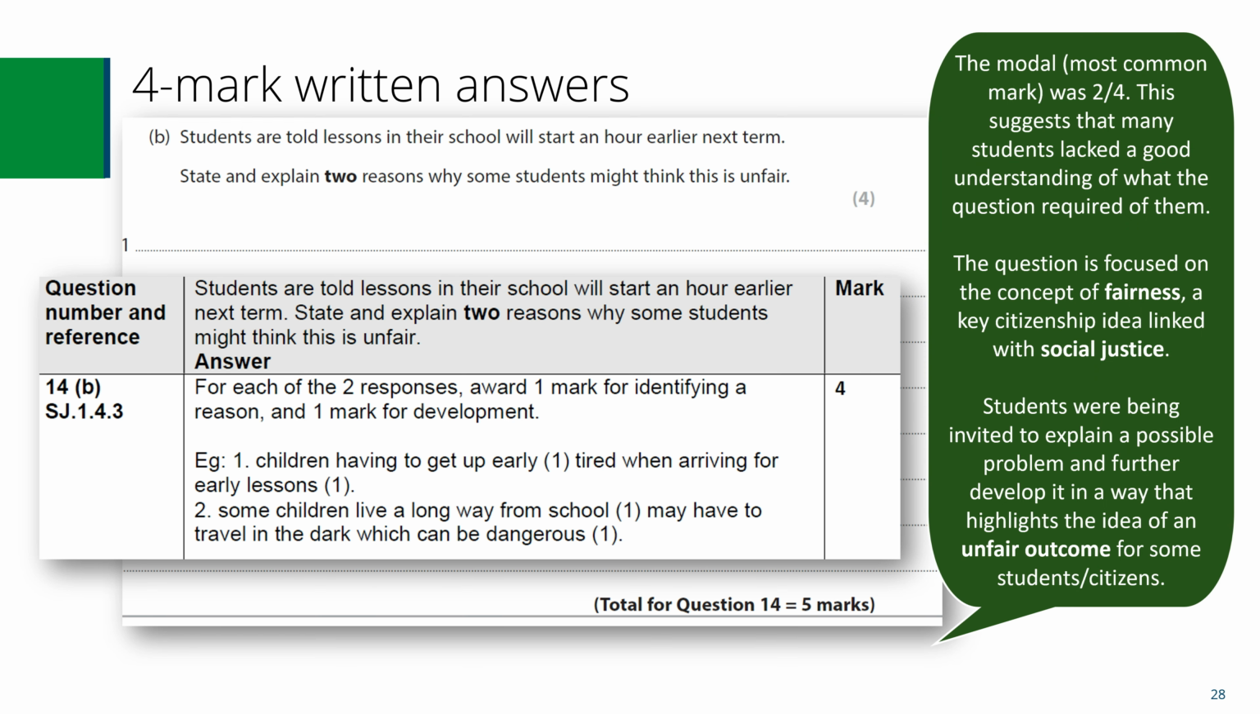The most common modal mark was 2 out of 4. This does tell us that students perhaps lacked an understanding of just how much they needed to say in order to gain the full marks. The question is focused on the concept of fairness. It's a key idea linked with social justice. We're looking for them to develop an idea that shows unfair outcomes for some students.